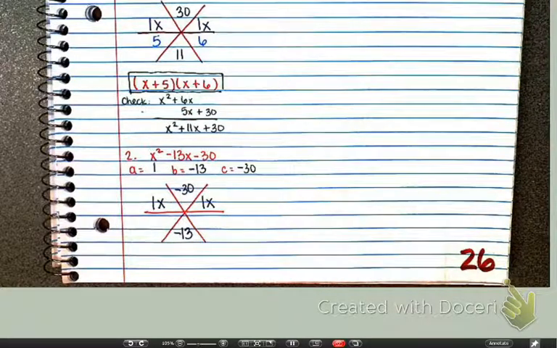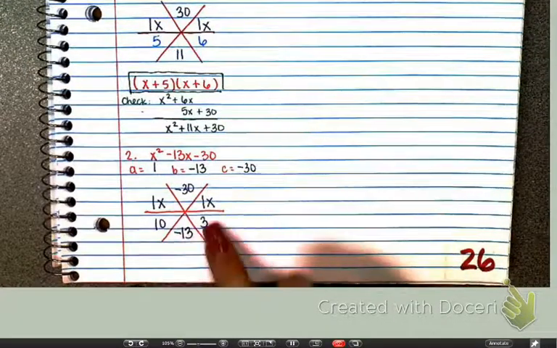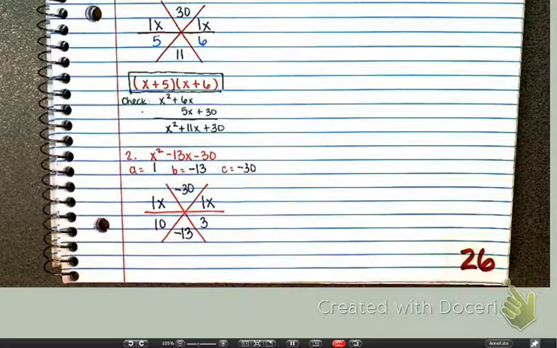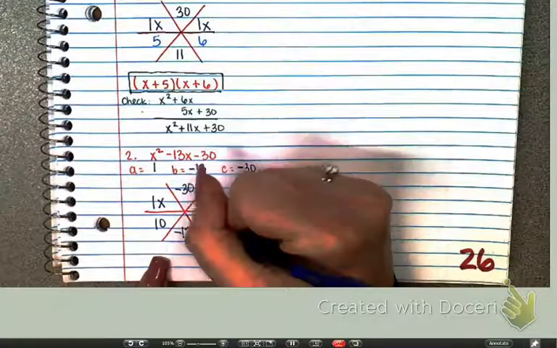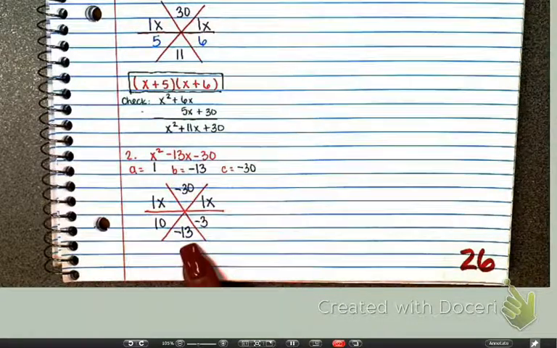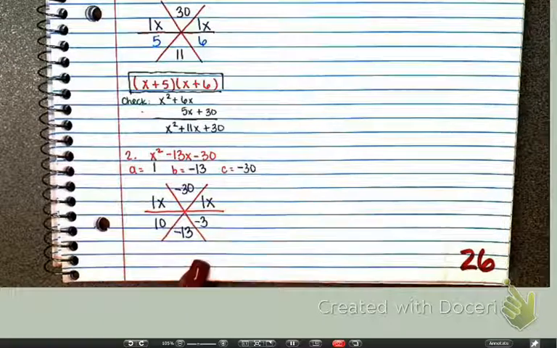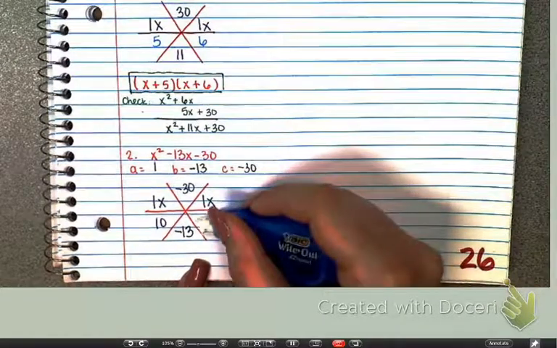10 and 3. Okay, so let's look at 10 and 3. 10 times 3 is positive 30. Okay, so which one? Negative 3, okay. So 10 times negative 3 is negative 30. 10 minus 3 is 7. Maybe it's not 10 and 3, because if I make this negative, that gives me a negative 7. So hopefully you wrote in pencil.